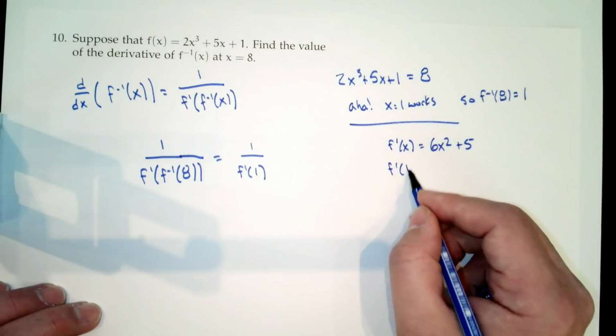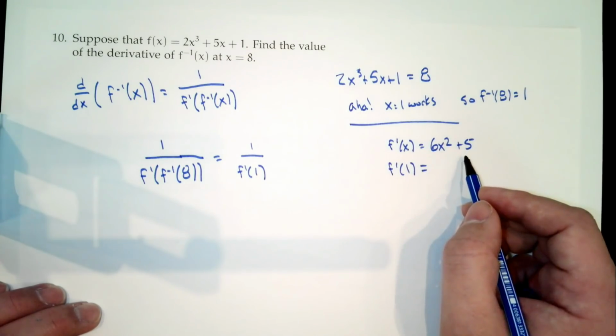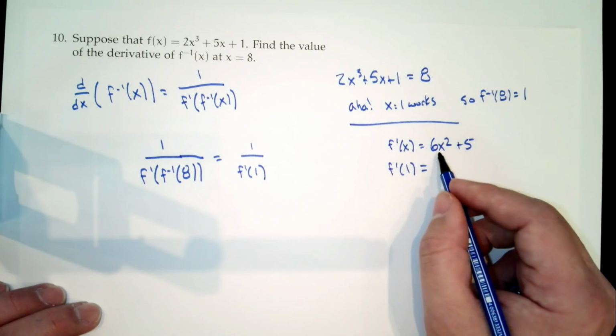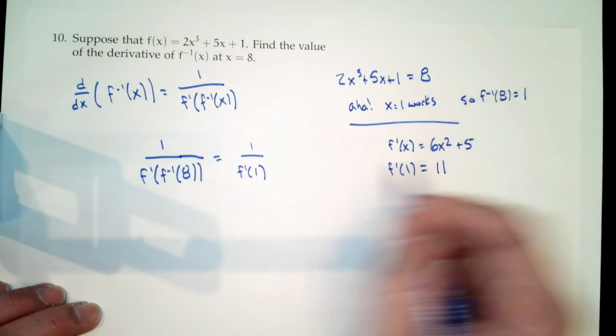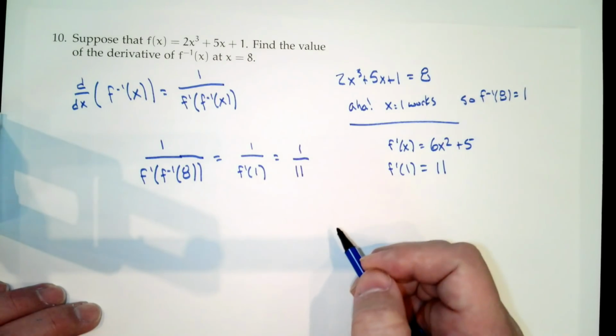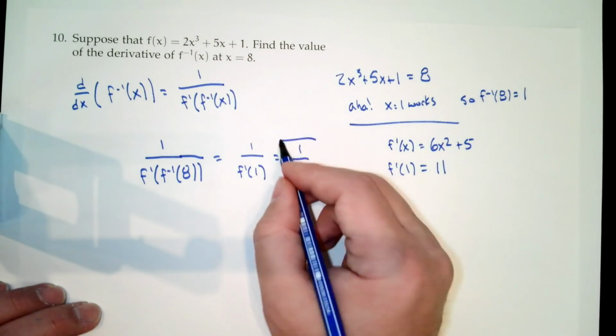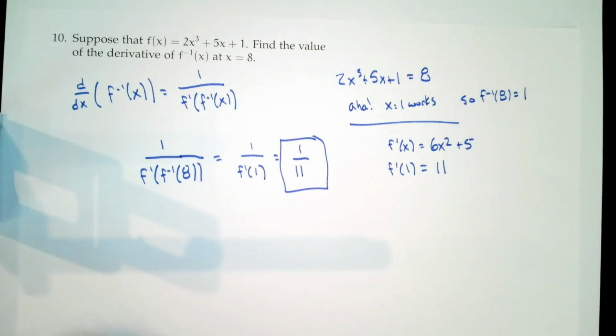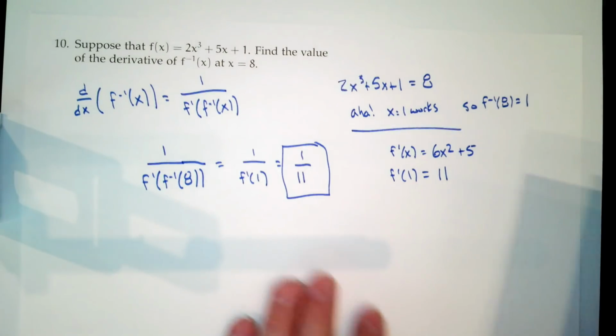So plug in 1, what do you get? You get 11, because it's 6 times 1 plus 5. So we plug that in here, so you get 1 over 11. And now what happens? You box it, and you're done. Good. So this one is testing, do you know your definitions? And you should. You should.